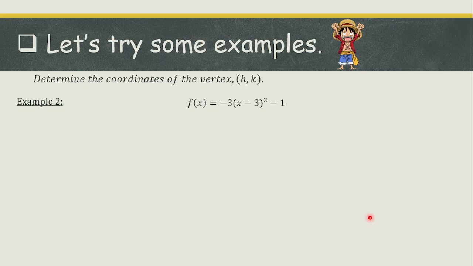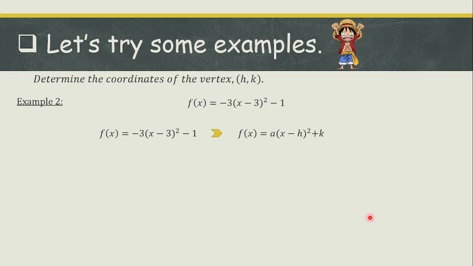Dahil nasa vertex form siya, it is easy to identify the coordinates of the vertex unlike nang nasa general form. Kasi for general form, we still need to solve. We still need to use the two formulas for finding h and for finding k. But for the given, example number 2 na nasa vertex form, we are just going to compare it with the vertex form, with the format of the vertex form of a quadratic function.